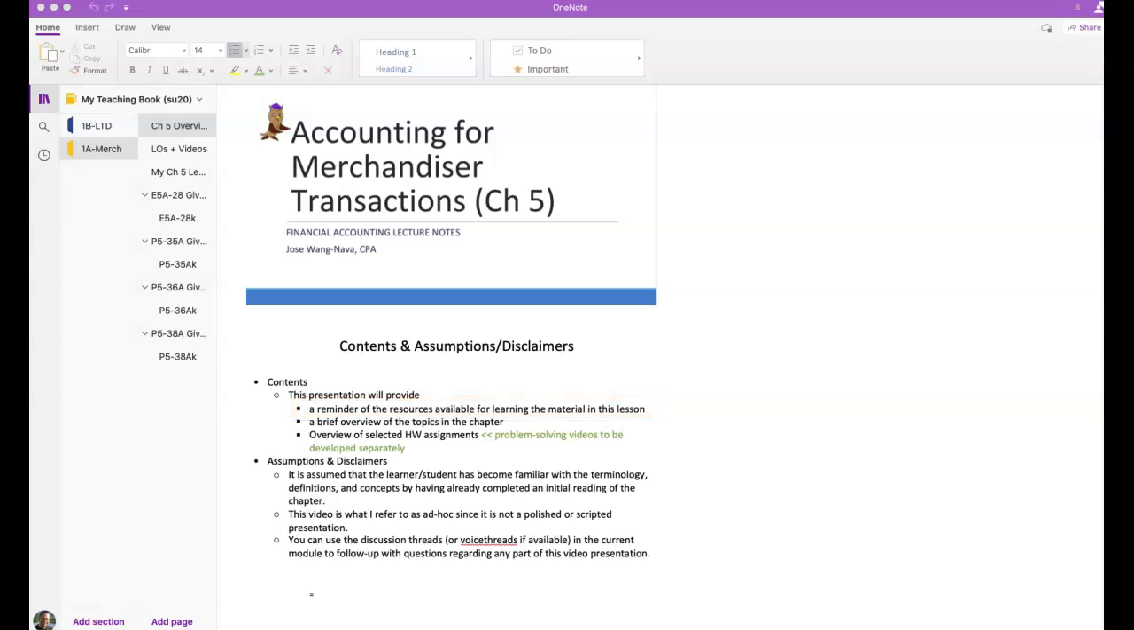Additionally, and also separately, I will be producing very brief reviews of selected homework assignments that will demo how to approach the problem-solving process. Note that my demos, in most cases, will assume you have already completed your reading and are familiar with any new terms, definitions, and/or concepts that are part of the new chapter. So I will not be referring back to those foundational ideas unless there is a need for a deeper discussion.